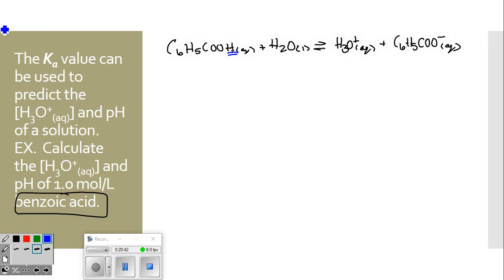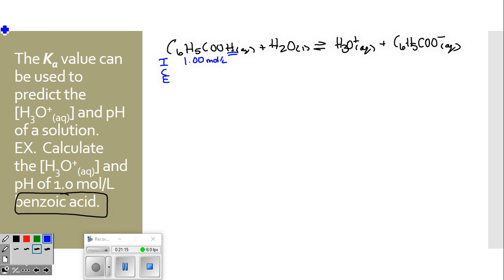Now it says in the question that I'm starting out with 1 mole per liter benzoic acid. That's the initial concentration here. If I bring us back to the first lesson where we looked at ice tables, remember in the previous example with ethanoic acid, I said it was going to change, but by so little that it was going to be essentially the same as it was before.